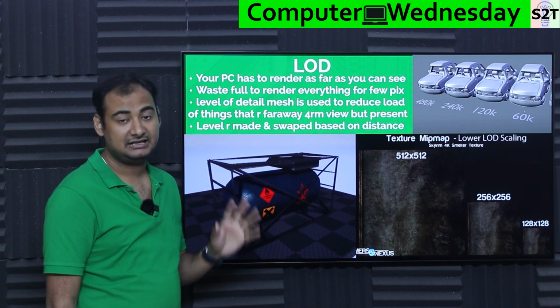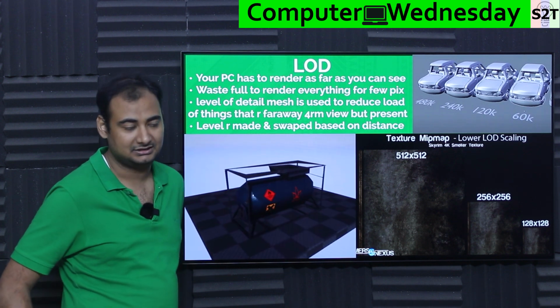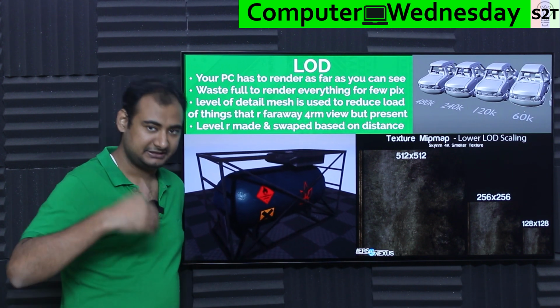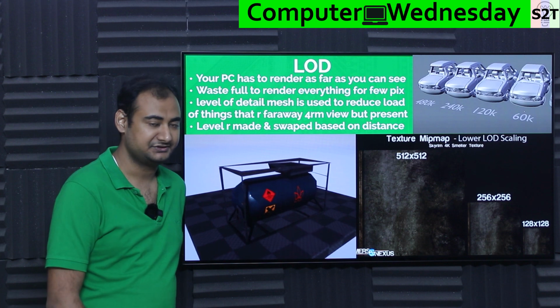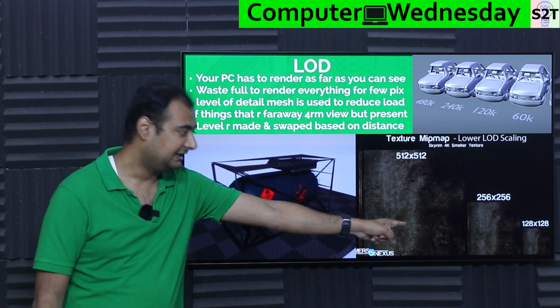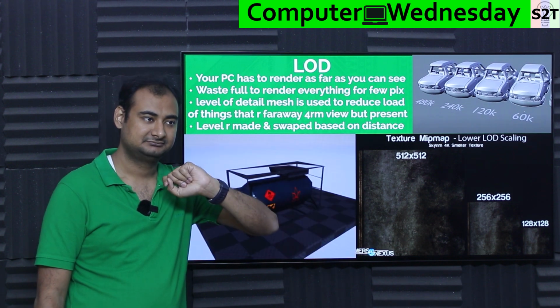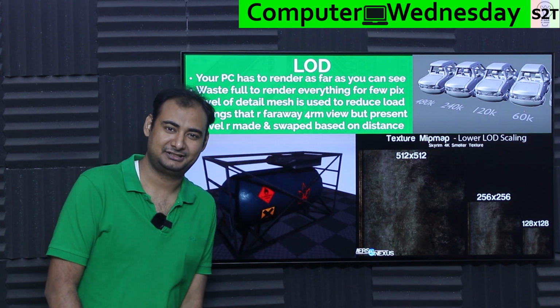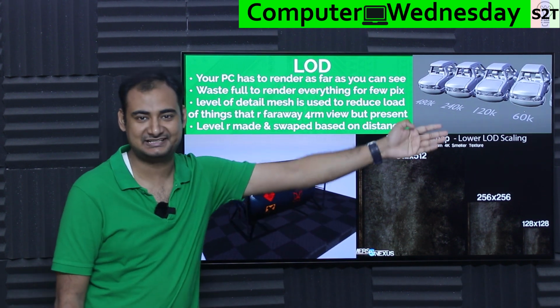So LODs are made and swapping is done based on detail and distance, and that again requires calculation in the viewport engine. So LOD is also critical. Your mesh also has to become lighter, and texture also has to become lighter. And the VFX guy is like, what do you mean it has to become lighter? What do you mean I have to remodel the same thing again and again?